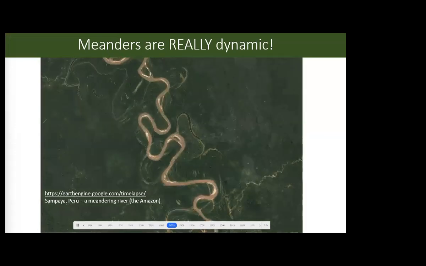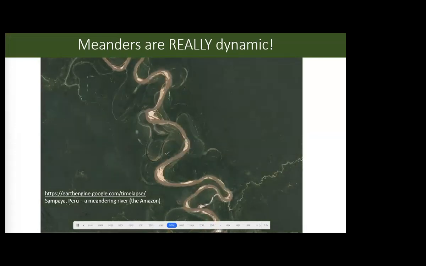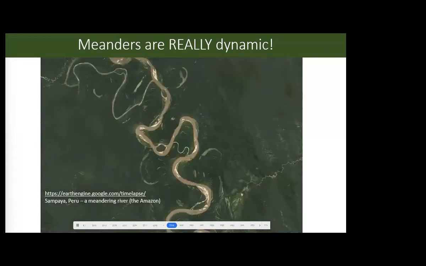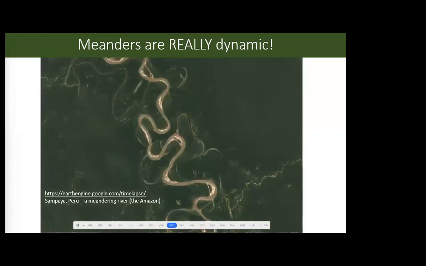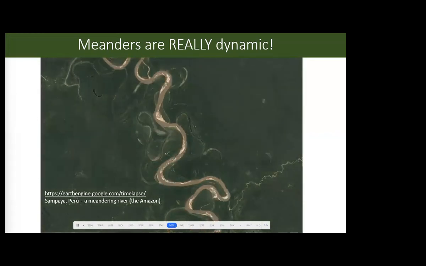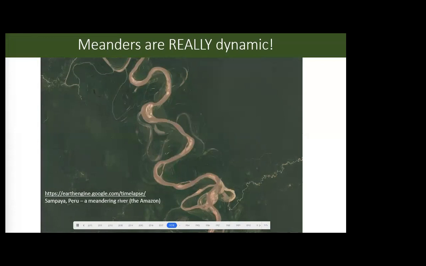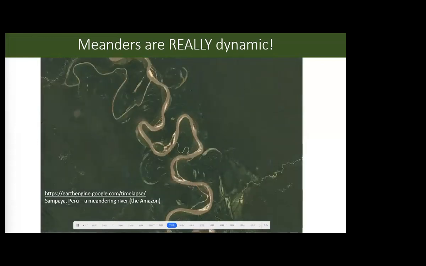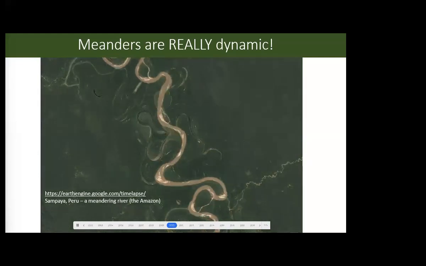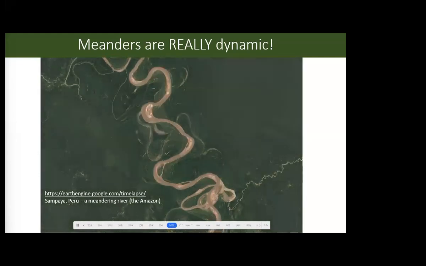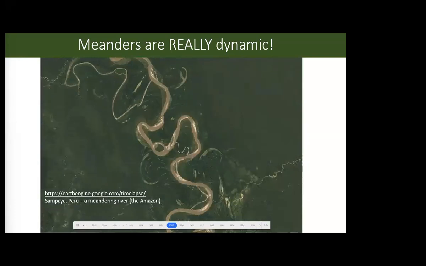So this is a time lapse of the Amazon. And you can see that these meanders, they're going to change over a relatively short amount of time. So this is over, I think, 10 years that these meanders have changed. So if you look, eventually a meander will get so great that it will merge and it will just jump over and shorten the entire length of the channel.